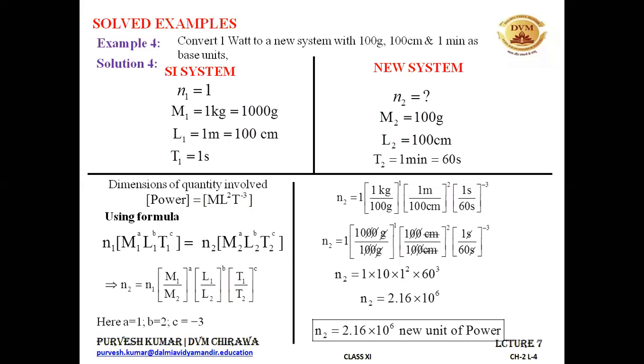Finally, you can write that N2 is equal to 2.16 into 10 to the power 6 new units of power. So this is some new unit of power in some new system. We don't know about the system, but we know that the base units of the system are these ones. This is how we can proceed for the questions in which we need to convert one system to another system.